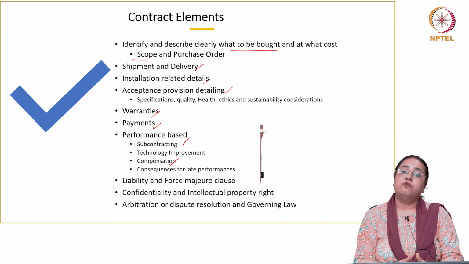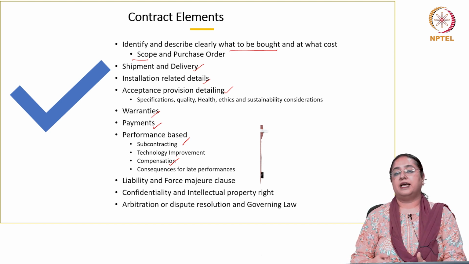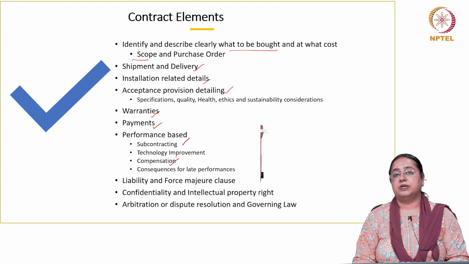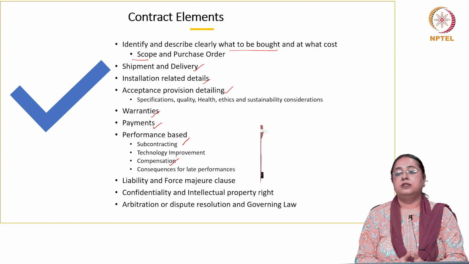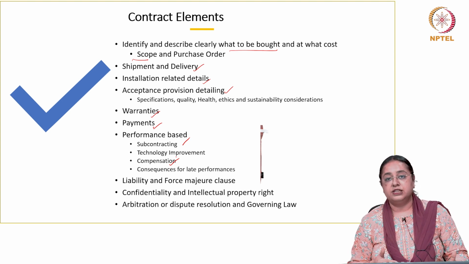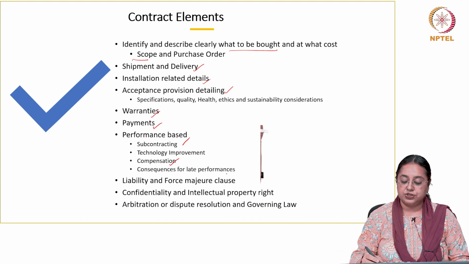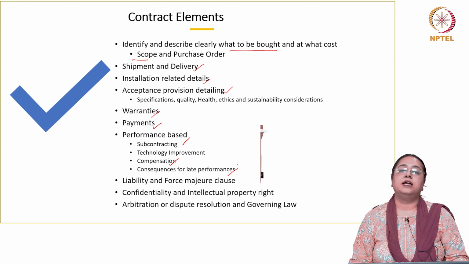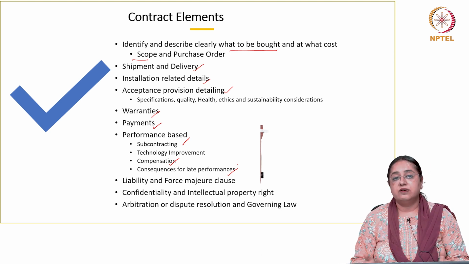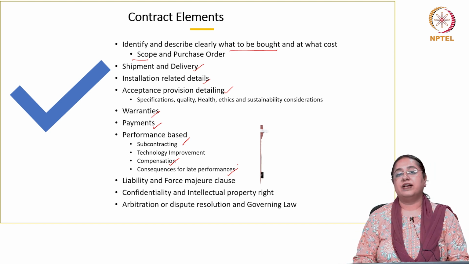At the same time, what if performance is not up to the mark, not up to the expectation? What should be the consequences? Whether the consequences will be in terms of penalty, right? Or whether the consequences will be in terms of reducing the order, right? Or some other term that has to be clearly mentioned, like, for example, consequences for late delivery, right? Or consequences of insufficient quantity delivered, right? Or bad quality products, more defects coming, right? So this is very important.